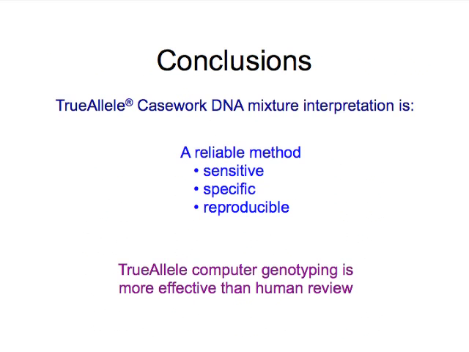So the conclusions of the study is that TrueAllele casework DNA mixture interpretation is a reliable method. It's sensitive. It finds the right inclusions based on the comparisons that we did, and provides a quantitative likelihood measure of that as a positive number. It's also specific. It doesn't falsely find incorrect inclusions. In fact, it quantifies the exclusions, which can also be good for exculpatory purposes. And the method is reproducible. If you run the computer multiple times, you will get essentially the same answer.